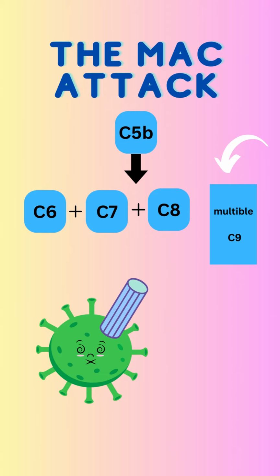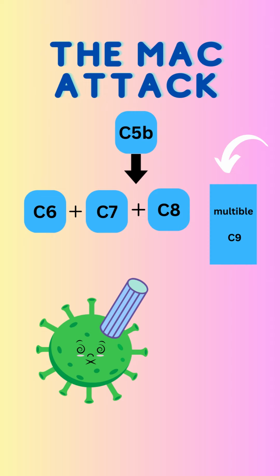C5b is the key component that starts the formation of the MAC. C5b quickly associates with C6 and C7, forming a complex known as C5b67. This molecule attaches to the lipid bilayer membrane of the target cell, which is often a bacterial cell.